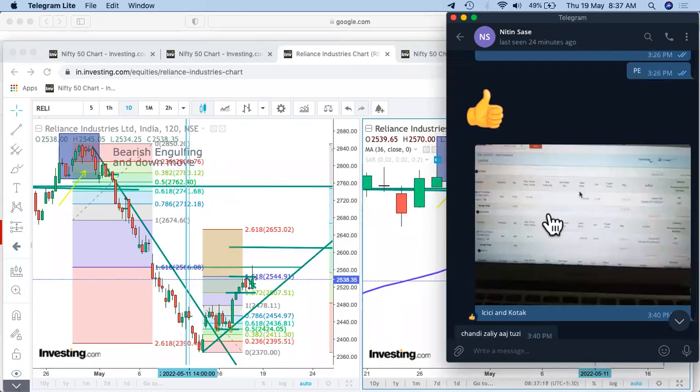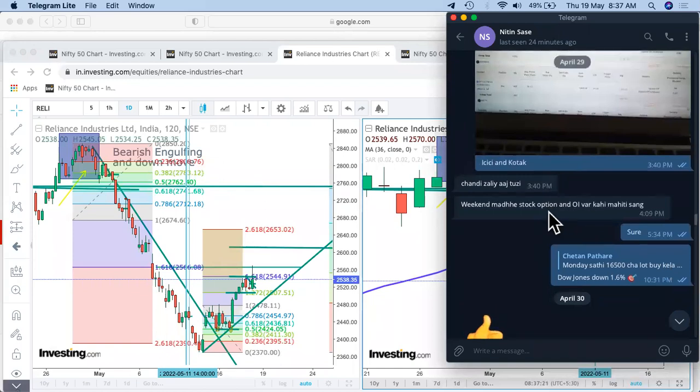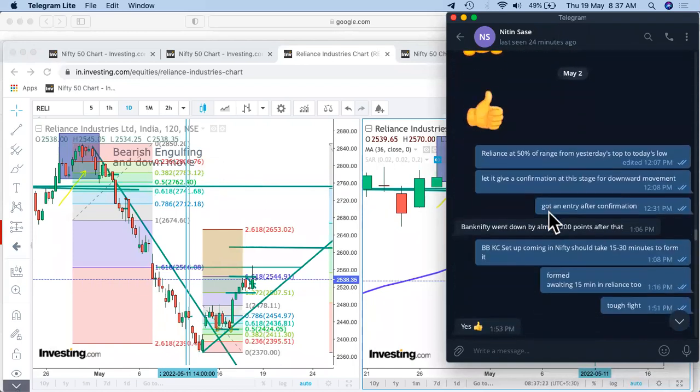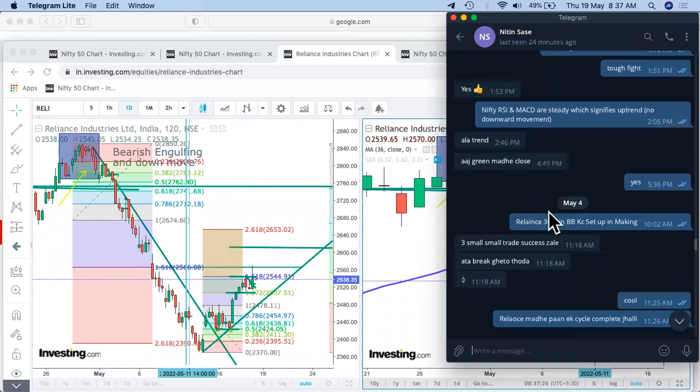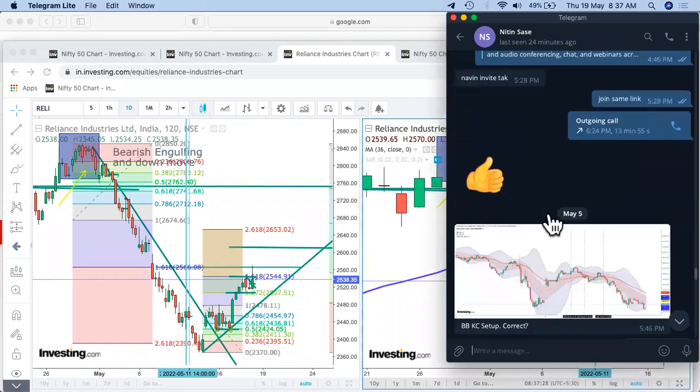These are the trades which I've already talked about. I was probably at that time focused on one thing at a time. Till 29th there was no signal which was specifically given by the market.